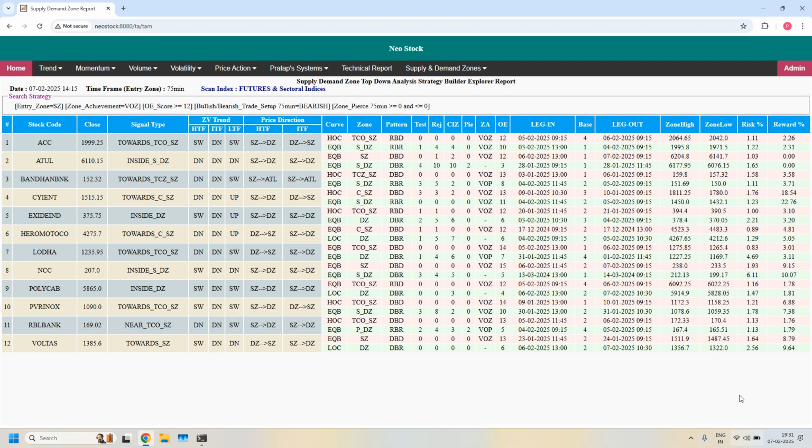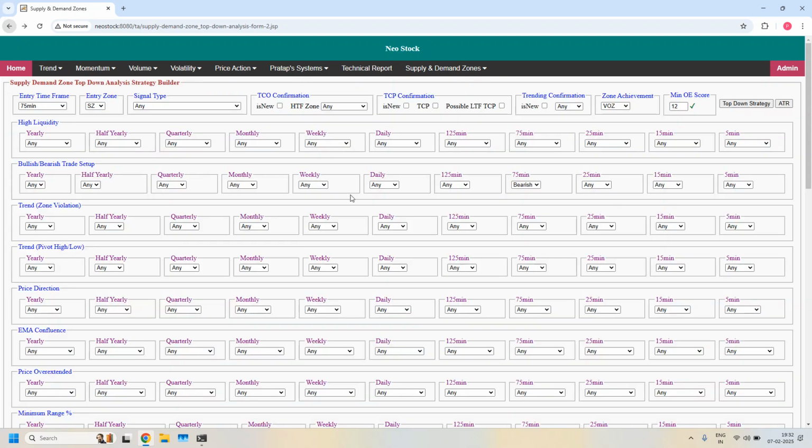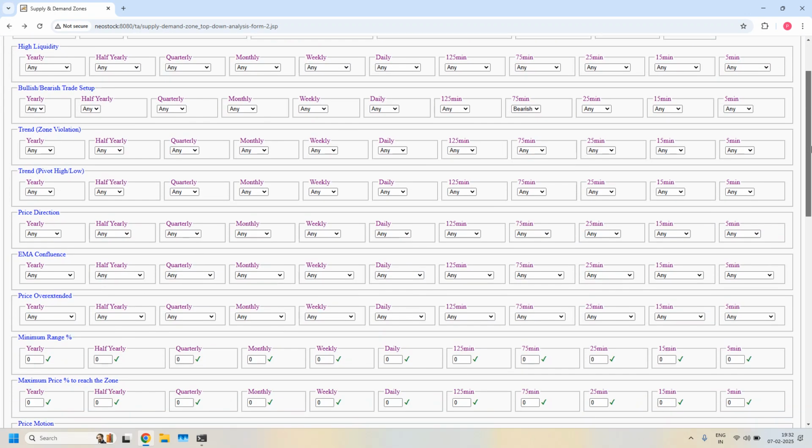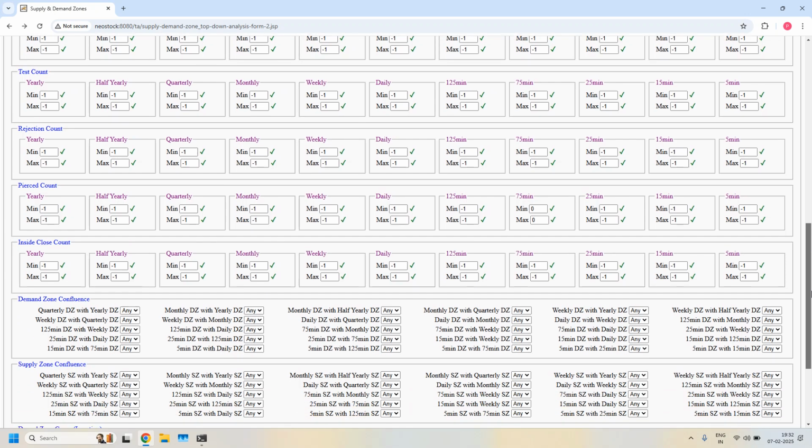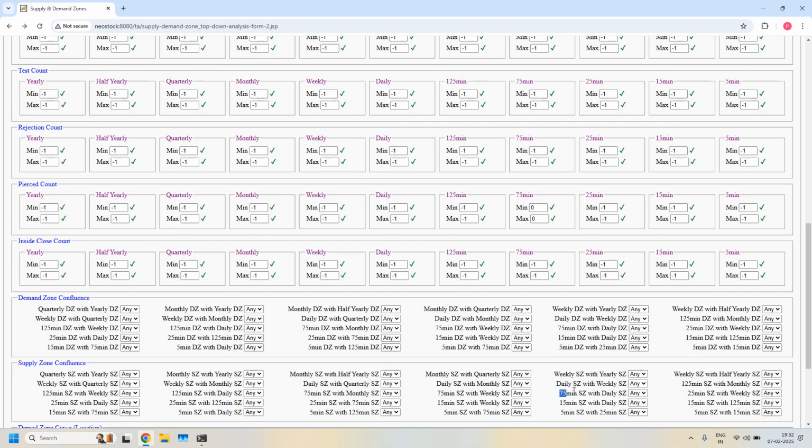Out of these 12 75 minute supply zones, some are high liquidity zones. They already have some high probability. Apart from that, we should also look for more probability based on the zone confluence. So 2 filters we use. First filter is LTF and ITF supply zone confluence, that is 75 minutes and daily supply zone confluence. I am enabling the filter 75 minute supply zone with daily supply zone confluence.